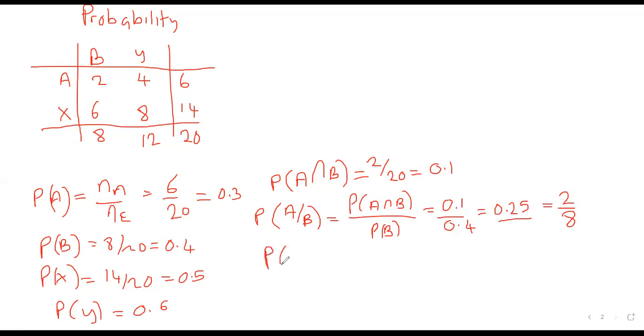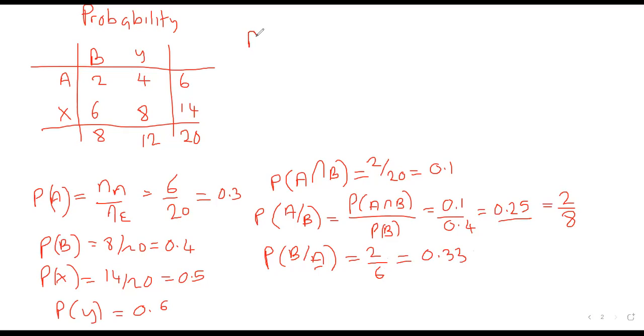So if I swapped it, B given A, using the shortcut, where do they meet? At 2. But this time the total for A, the bottom guy, which is 6. So what do we get? 0.33.